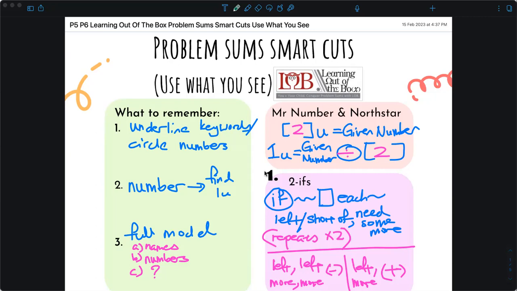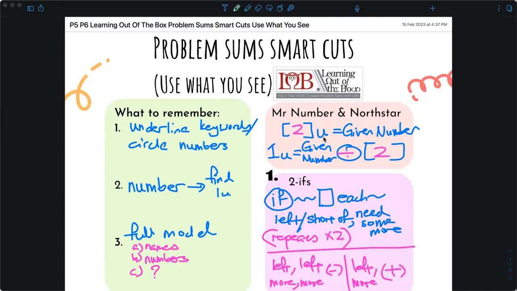Okay, so in this little box here, we call it the Mr. Number and North Star. What is North Star? North Star generally is like a 1U, and 1U is something that you must find for most problem sums. Once you actually use units in a problem sum, you know that you have to find the value of 1U. And this is somehow like a guiding light for your child whenever he is lost.